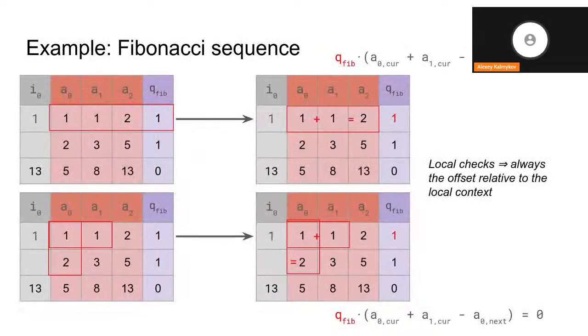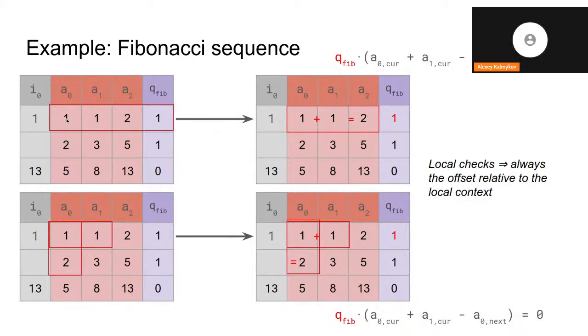Let's take a look at a specific example of how a simple computation might be encoded in this way. We're going to look at the Fibonacci sequence. Fibonacci numbers are, as you may already know, the numbers defined as follows. We start with two ones, and the next number is the sum of the two previous numbers.